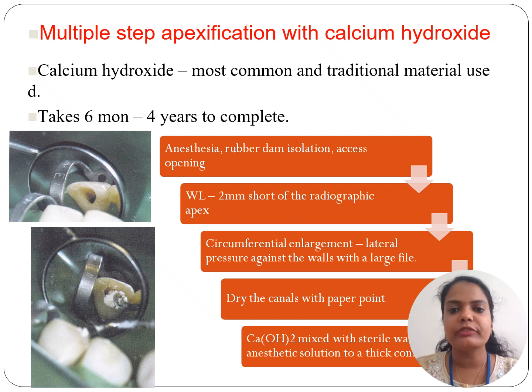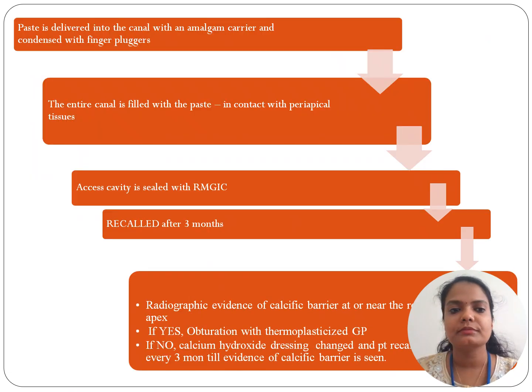Now these are the steps of apexification using calcium hydroxide. Once anesthesia is given, rubber dam isolation and access opening is done. Working length 2 mm short of the radiographic apex is taken. Circumferential enlargement using lateral pressure against the walls with a larger file is done. The canals are dried with paper points and then calcium hydroxide is applied into the canal in a thick consistency. Paste is delivered into the canal with an amalgam carrier and condensed with finger pluggers. The entire canal is filled with calcium hydroxide paste in contact with the periapical tissues.